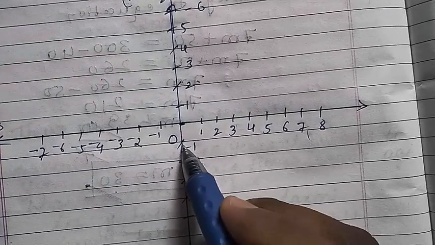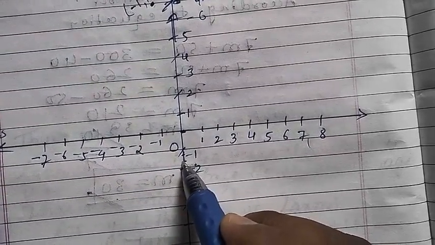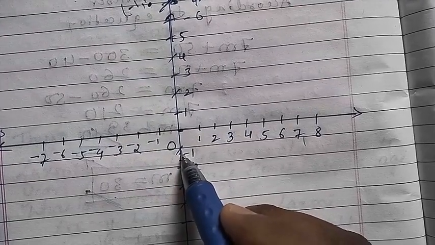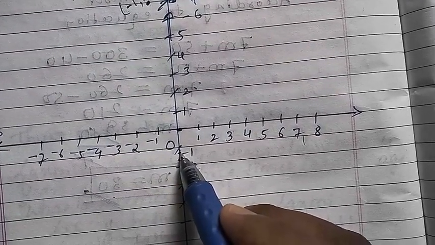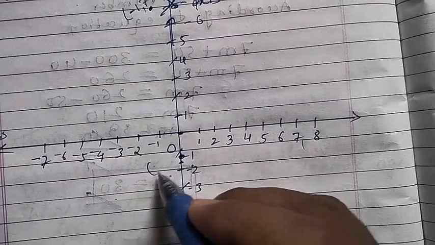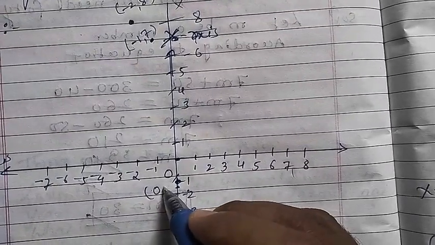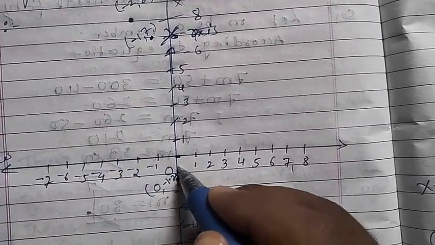Now here, minus 1.25 means here. Minus 1.5 means here. Now 1.25 means 1/4 part, that is 25 paise, means here. So you have to write the coordinate point here: x is 0, y is minus 1.25. Write the coordinate like that.